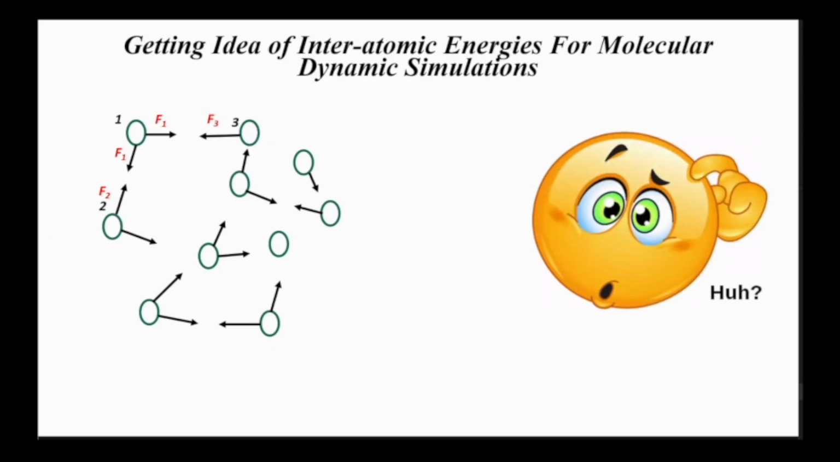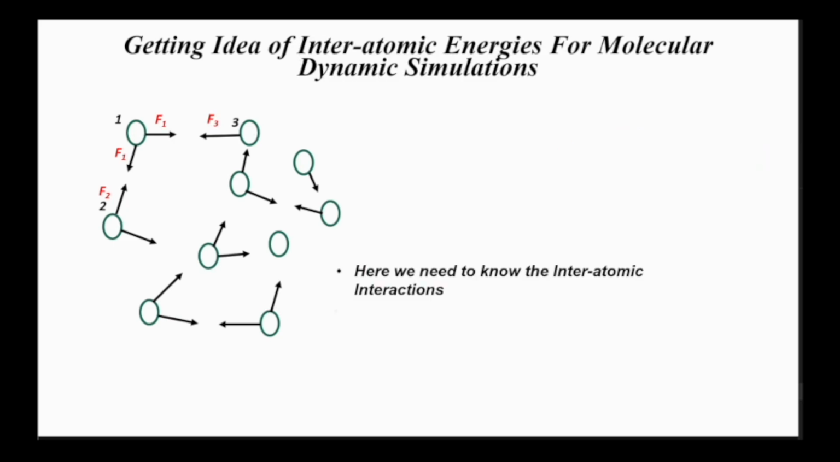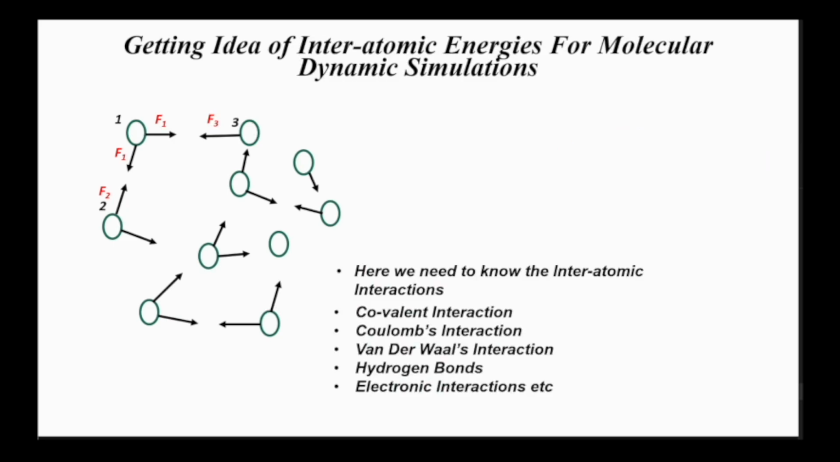But the question here is how you could have an idea of how much force the atoms are exerting on one another, and how the force is going to define the velocity of the atom. This is a very good thing which we need to understand. To get an idea about the force, we need to know the interactions which are present among the atoms. I hope that in basic chemistry textbooks you may have studied the different types of interactions that are normally present among the atoms.